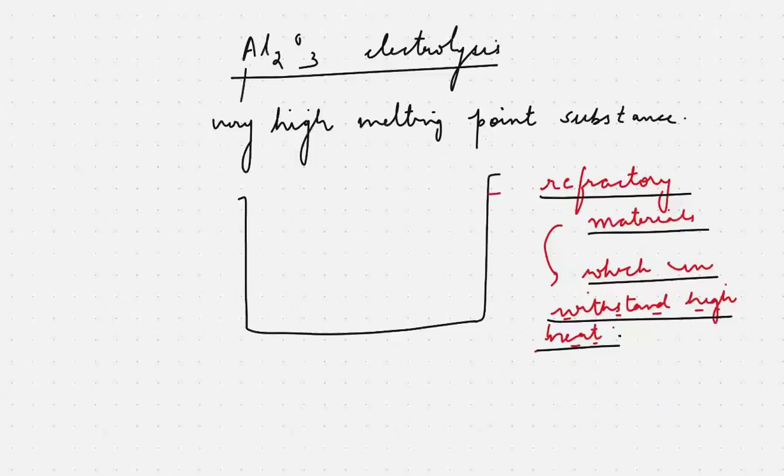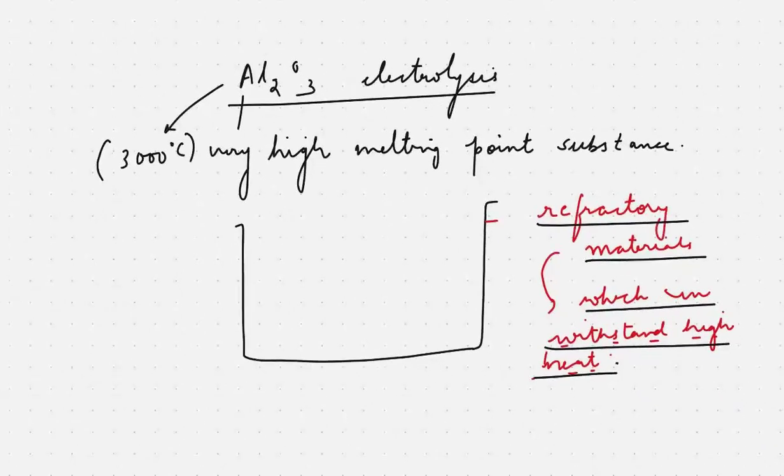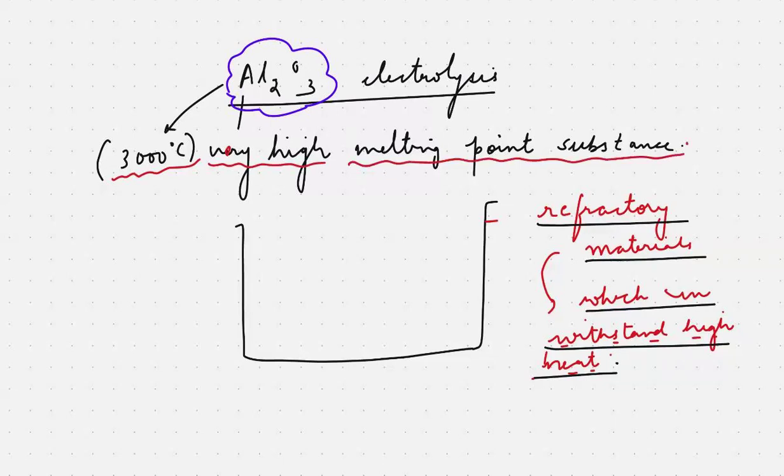But even then, Al2O3 will melt at somewhere around 3000 degrees Celsius. That temperature is a very high temperature. I hope you're understanding that Al2O3 has a very high melting point, around 3000 degrees Celsius. So what do we do if we melt it? The temperature here will become 3000, but we are trying to do this electrolysis in a laboratory. This refractory material, no matter how high a temperature it can handle, will also melt, and there are high chances that the electrodes will melt at that temperature.